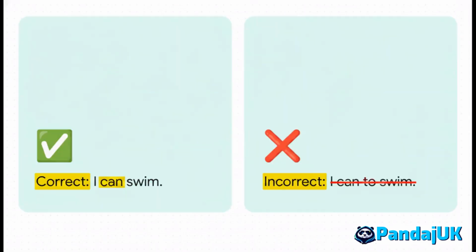Now, what's really interesting about this slide is the no to rule. I will say this very slowly. The correct way is I can swim. The incorrect way is adding the word to. Never say I can to swim. Never ever put the word to after can.